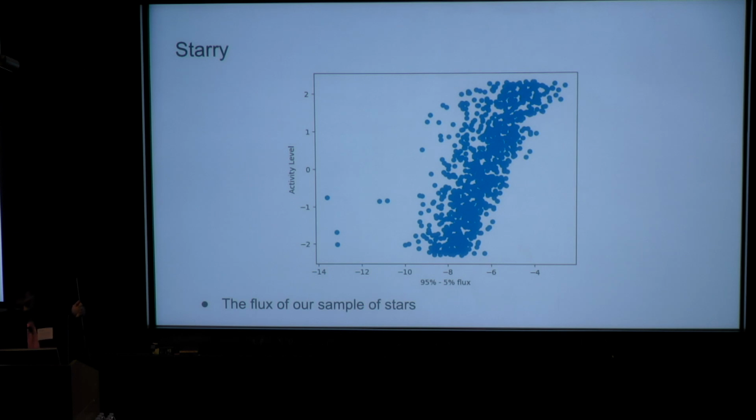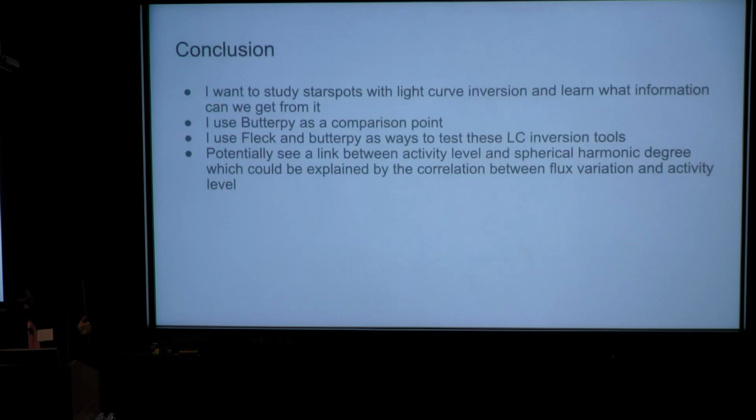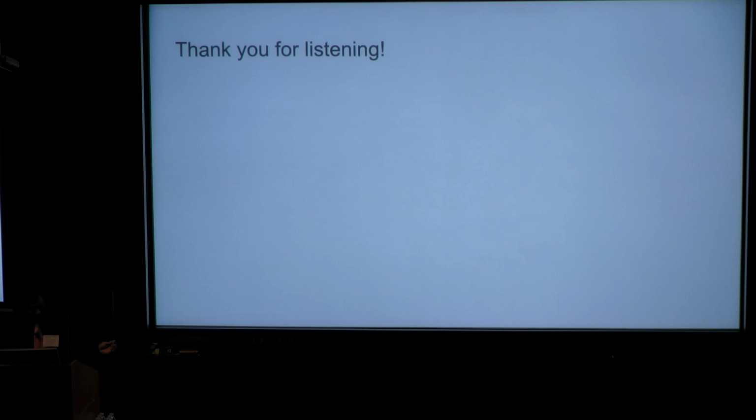In conclusion, we want to study star spots using light curve inversion and learn what information we can get from it. We use Butterpie as a comparison point, and then we use these 2 packages to compare these tools. We potentially see a link between activity level and spherical harmonic degree. In the future, I would like to do this, or anyone else who maybe wants to work on this, using real data.